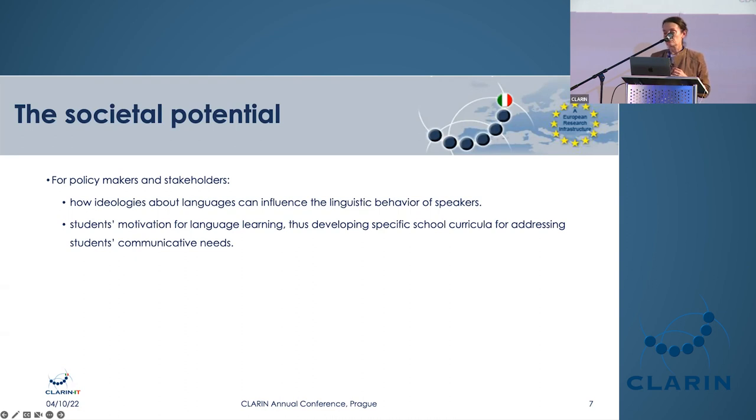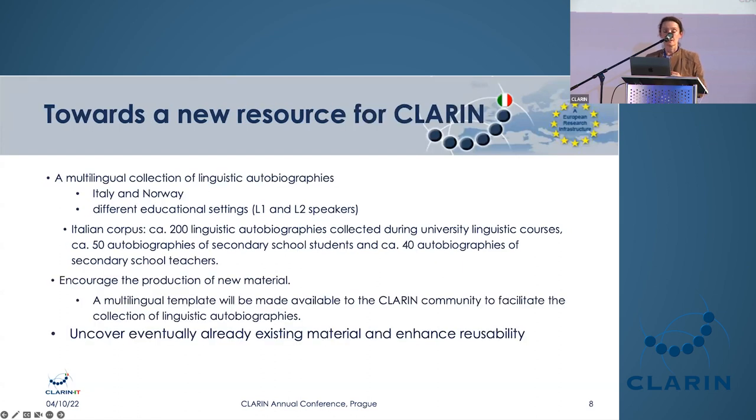So the Italian and Norwegian teams have collected around 300 texts of this type, coming from different educational settings, from university students, from secondary school students in particular, both L1 and L2 speakers. For the specific part of the Italian corpus, we've got around 200 linguistic autobiographies collected during university linguistic courses, autobiographies of secondary students, and also 40 autobiographies of secondary school teachers.